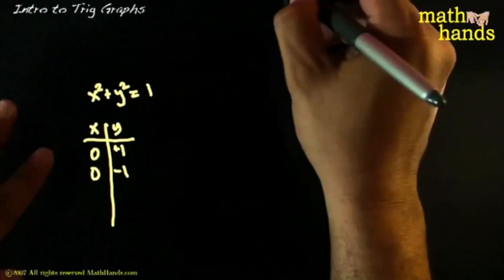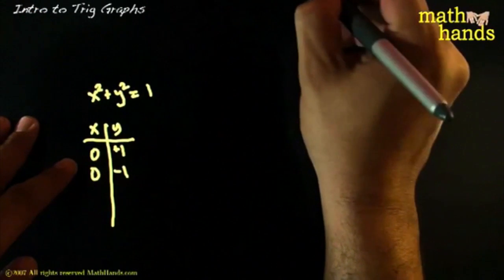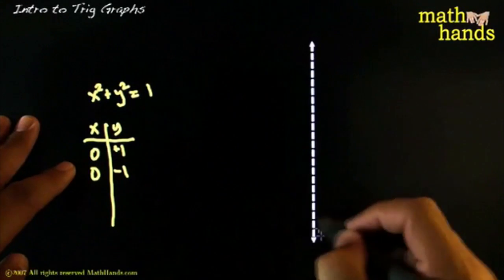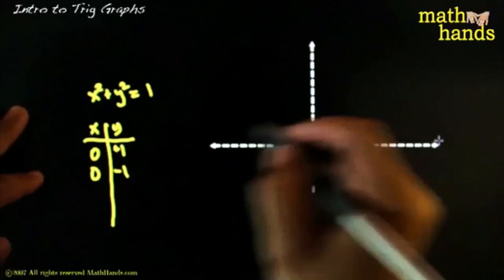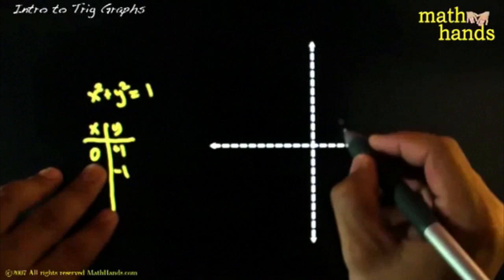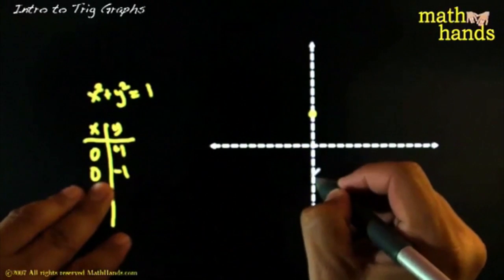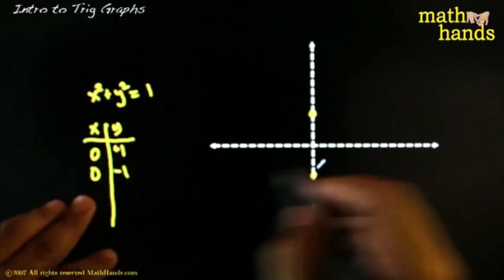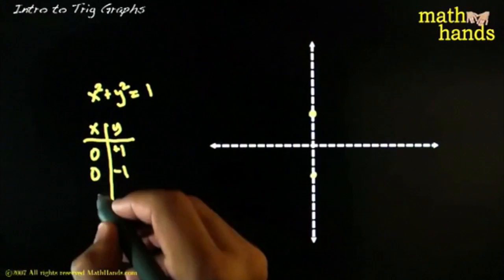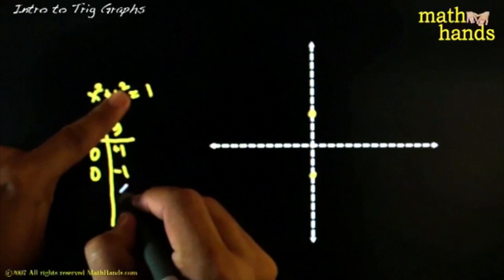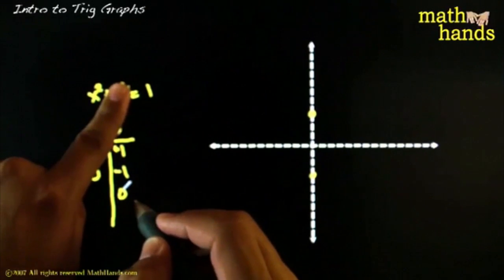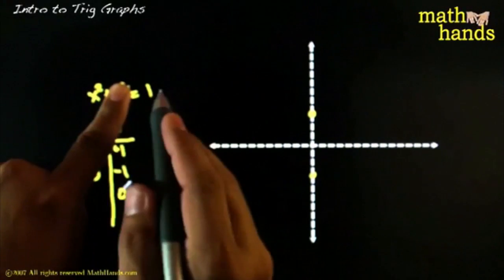Let's make a little axis here. Happy little axis, x, y. When x is 0, y is 1. That would be somewhere around there. When x is 0, y is negative 1. That would be somewhere around there. And then you could pick other values. What if y was 0? If y was 0, x would be equal to 1 or negative 1.